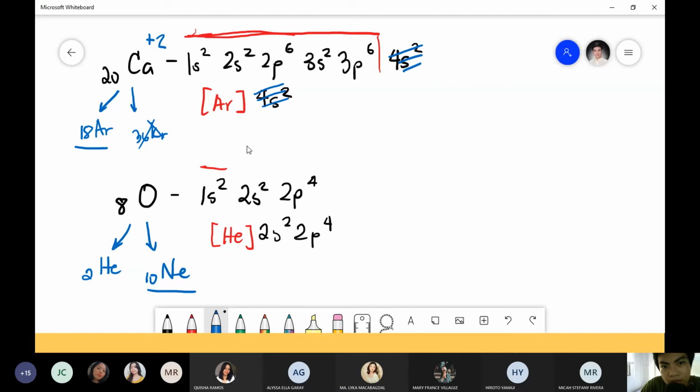Those released electrons will then be accepted by oxygen. Okay, tatanggapin na niya yan. So let's add two electrons here and take a look. If you count the total number of electrons here, you have 10. Okay, and 10 electrons correspond to neon. So that means oxygen is now stable, just like calcium, but it has a negative 2 charge.